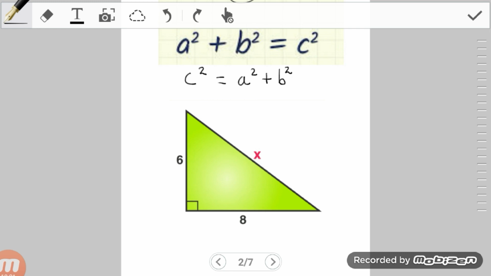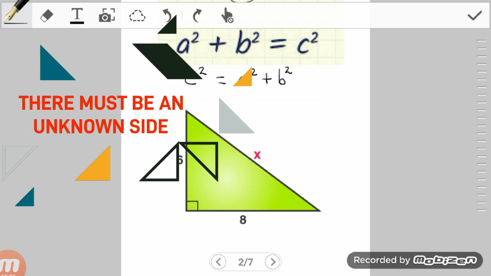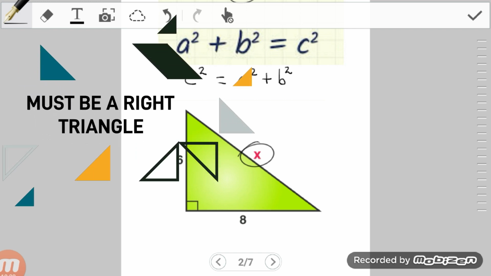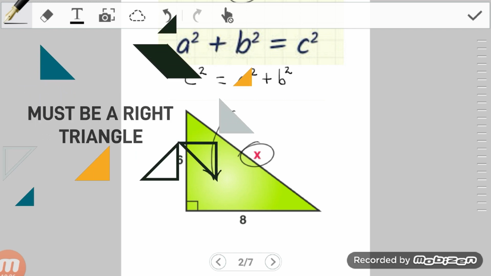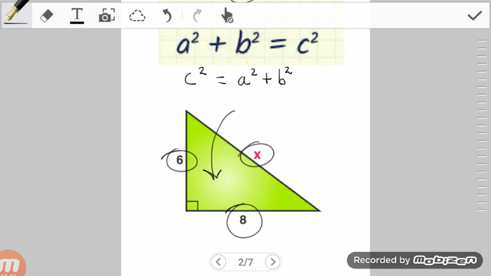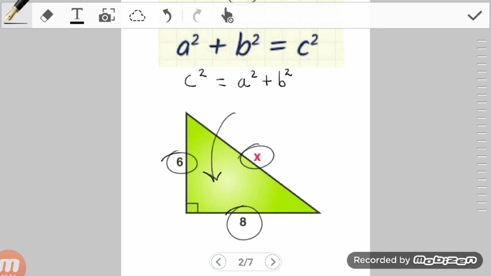And those criteria are: 1, you must be searching for an unknown side. Number 2, you must be applying the formula in a right-angled triangle. And 3, you must be given 2 of its sides. Now, provided that those 3 criteria have been met, then we can go right ahead and apply the formula. So in this case, the formula would have been c squared, as instructed here, is equal to a squared plus b squared.